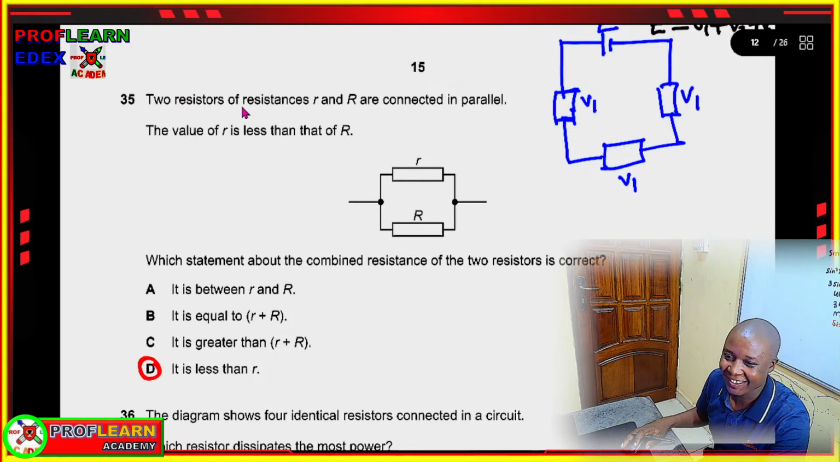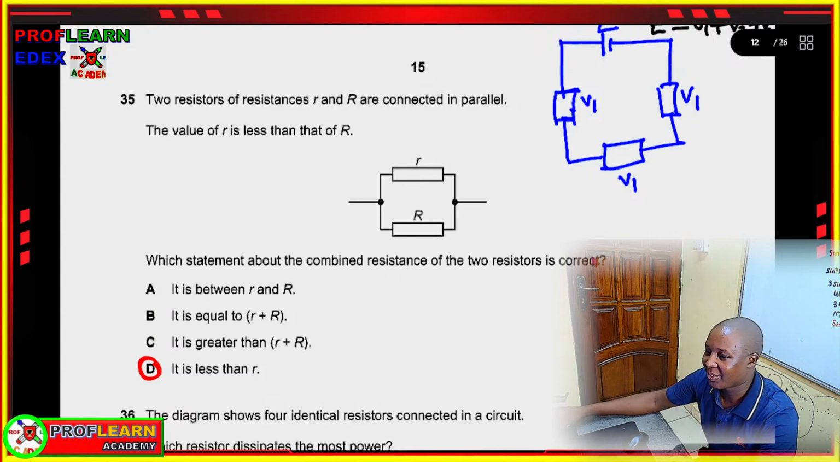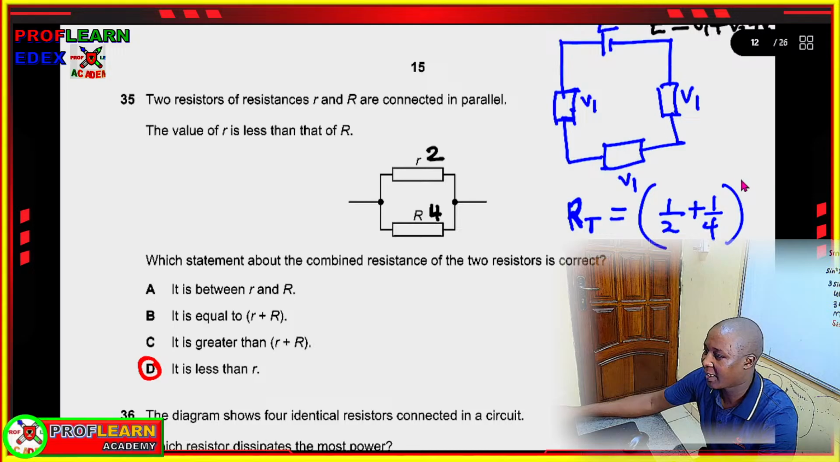Okay, so two resistors of resistance R and capital R are connected in parallel. The value of resistance R is less than that of capital R. Which statement about the combined resistance is correct? Something that we need to understand: let me suppose I use 2 here and 4 here. What is the combined resistance? Combined resistance for the circuit, R total, is going to be 1/2 plus 1/4, then raised to power -1.